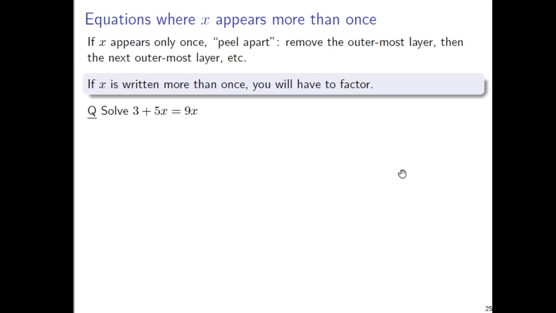So looking at 3 plus 5x equals 9x, let's subtract 5x on both sides. You have 3 equals 9x minus 5x. A lot of people are going to feel comfortable skipping this step, but I want to illustrate a certain point, which is why I'm showing this.